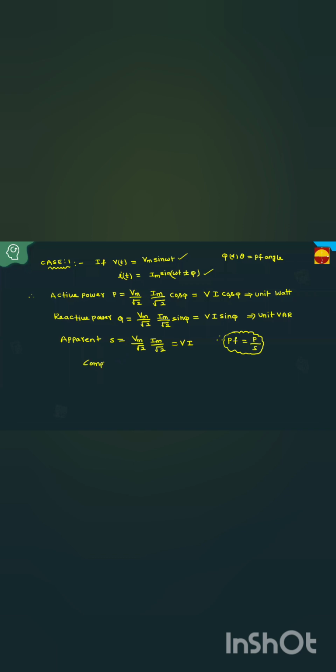How to define complex power? The complex power equal to V I conjugate. For RL circuit, what is the complex power, students? P plus jQL. The power triangles I gave. For RC circuit, the complex power equal to P minus jQC. Very good. This is case 1. If v of t equal to Vm sin omega t, i of t equal to Im sin omega t plus some angle, then this is the calculation of active power, this is reactive power, this is apparent power, where V and I are the RMS values. V equal to Vm by root 2, I equal to Im by root 2.